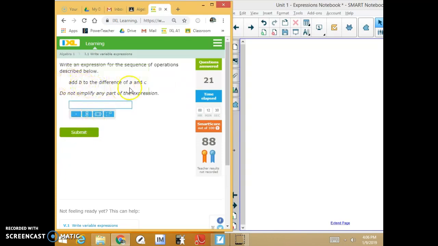Add b to the difference of a and c. Well, I'm going to add b to the difference. Well, that means subtract a and c. I keep the order, I don't switch it.